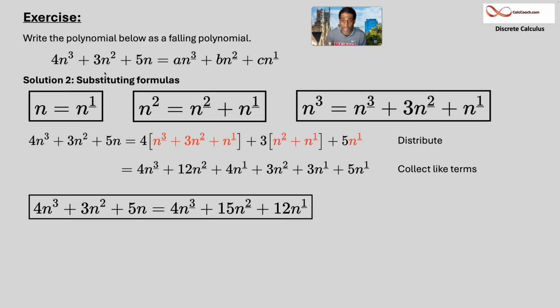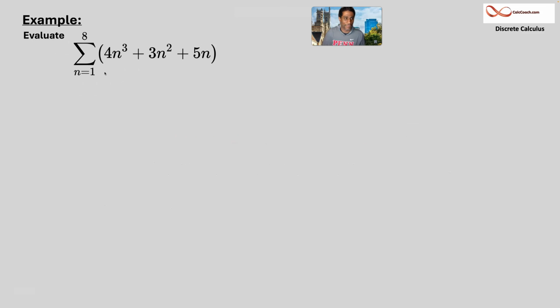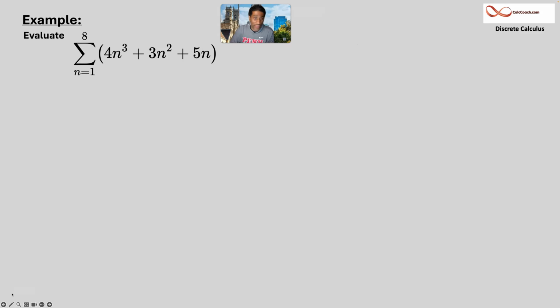Let's throw this inside of a summation, use the fundamental theorem of discrete calculus, and be able to find this sum. Our sum is 4n cubed plus 3n squared plus 5n, our same polynomial. We're going to add that up as n goes from 1 to 8. It's manageable by hand, but no, you're not going to do it by hand. We want to do it using our formulas.